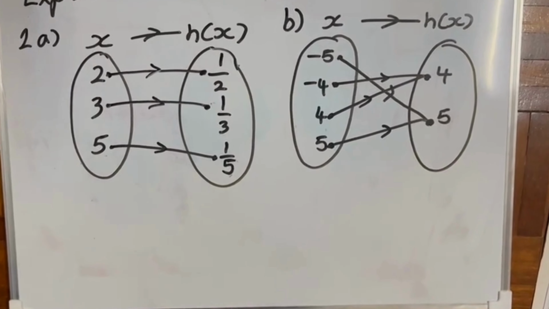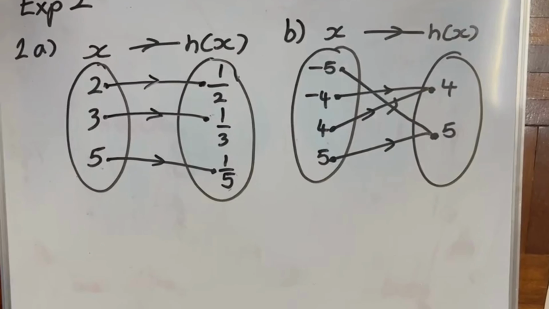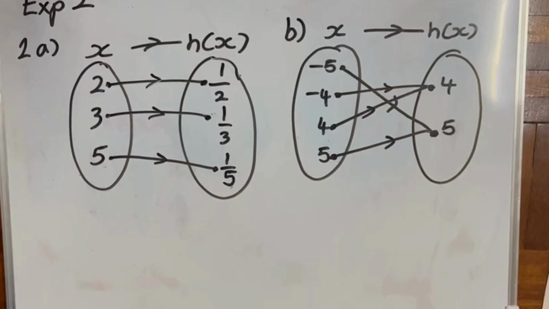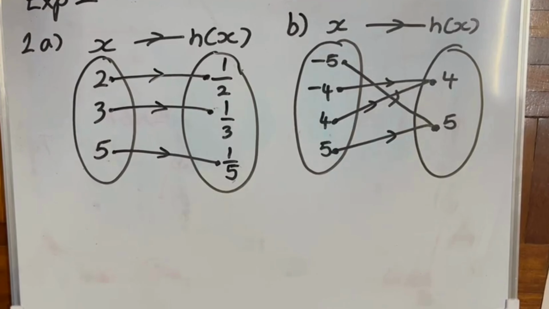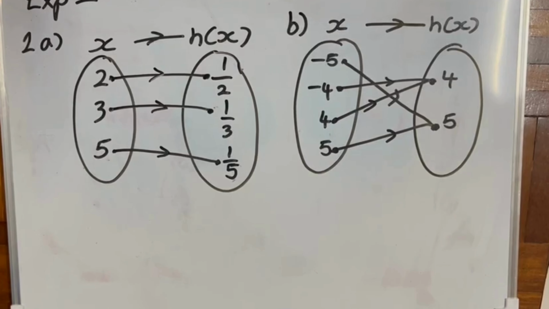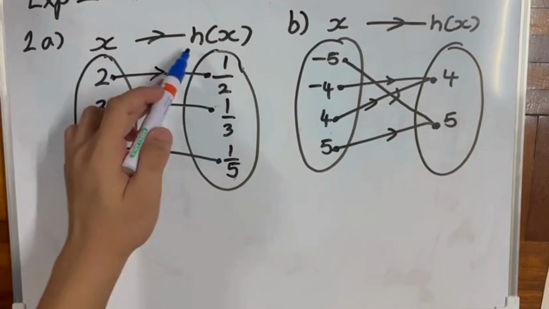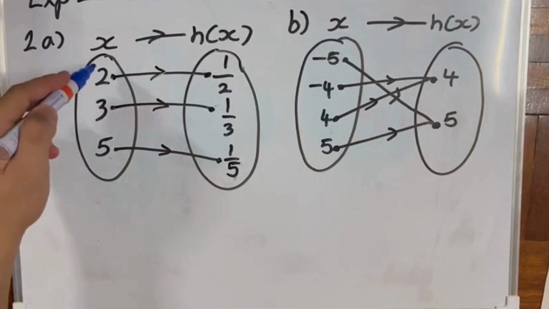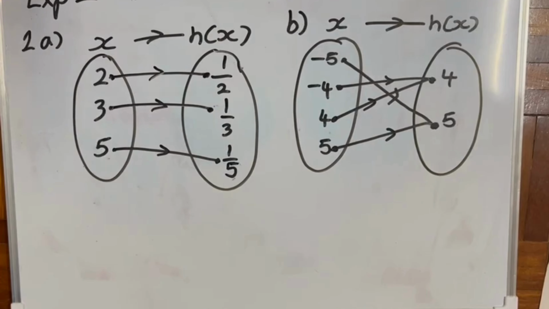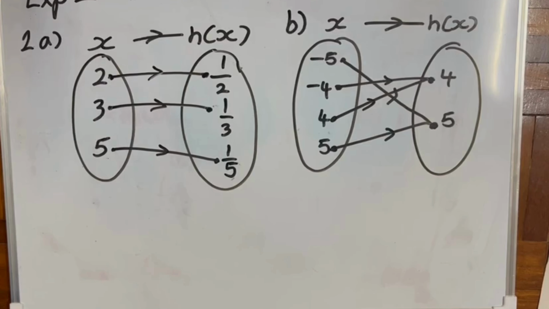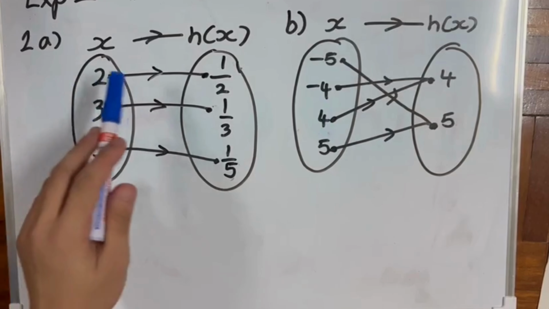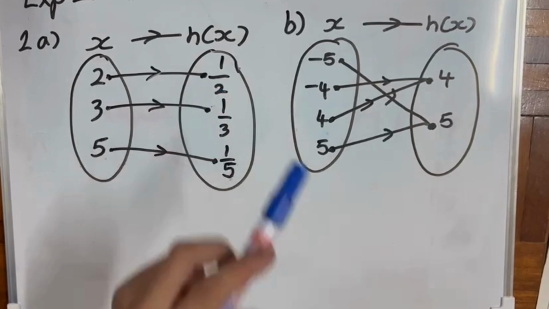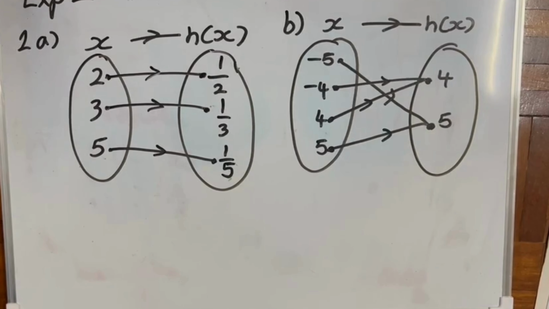Now, we're at example 2. In this example, I'm going to tell you how to create a function equation by looking at the functions. Okay, we now look at 2a, x and h(x). So here is the object, here is the image. What you will notice is, for x equals 2, the h(x), which is the image, will become 1 over 2.